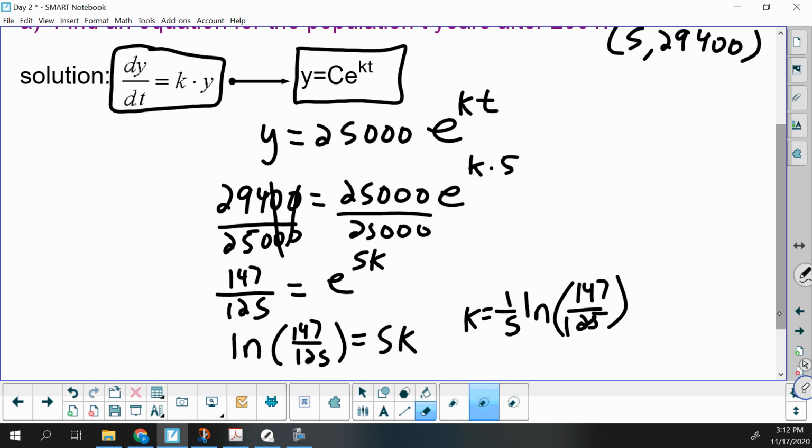Now, let's say this is a no calculator thing on a test. You don't have to reduce that fraction. You could have just left it as 29,400 over 25,000. That would be perfectly fine.